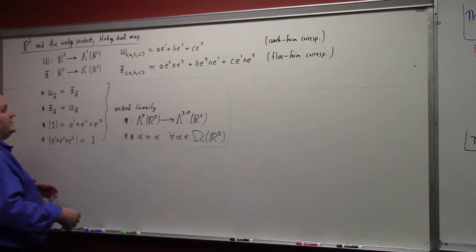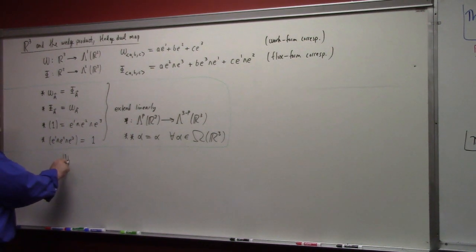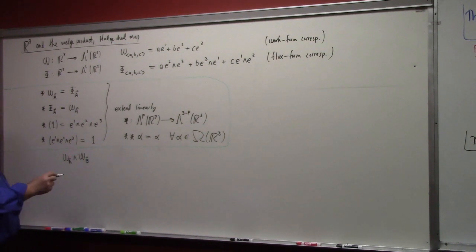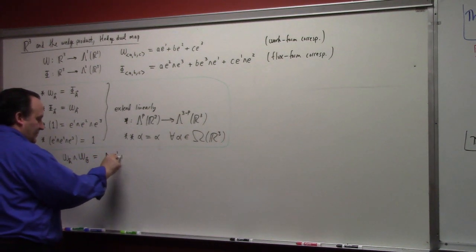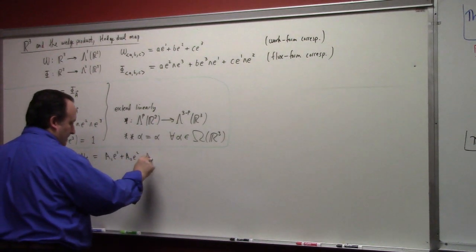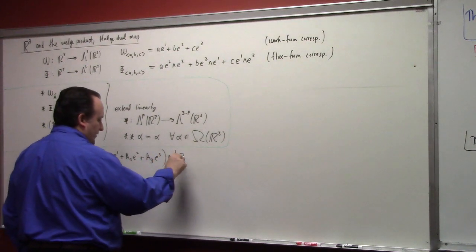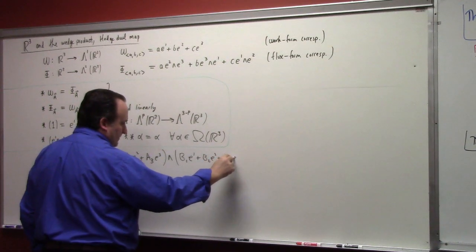All right, so what's the deal with the work form and the flux form correspondence? Well, here's the basic calculation. If I have omega A wedge omega B, all right, that is A1 E1 plus A2 E2 plus A3 E3, right? Wedged with B1 E1 plus B2 E2 plus B3 E3.